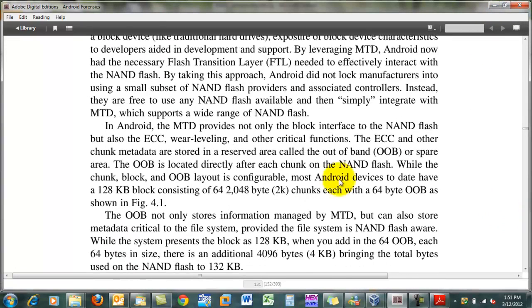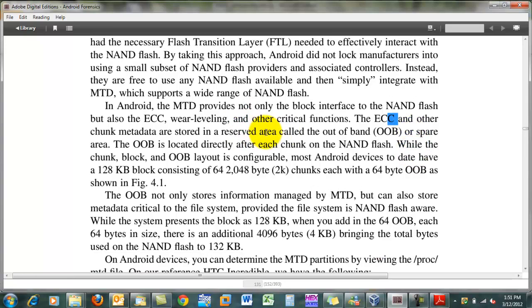So what happens is that this MTD does not only provide a block interface to NAND flash, because if you still remember, Android is built on Linux, and Linux uses block interface devices, it also helps provide the ECC or wear leveling. So in order to provide the ECC or error correction code, they must reserve an area inside called the OOB, or out of band.